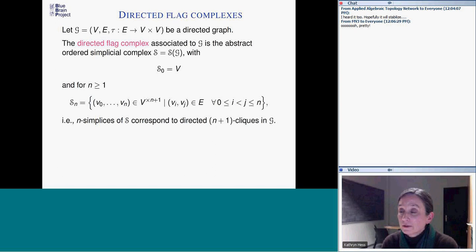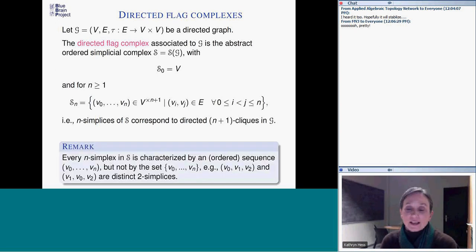So is there an example of a collection of edges that would translate to a clique directly that do not form a simplex? Wait, slide is coming. Okay. So I want to add one more before we go to this next slide. The important thing is that every simplex is characterized by an ordered sequence of vertices, but not a set of underlying vertices. So if you have the list V0, V1, V2, and V0, V1, V0, V2, they can both be two simplices and they're going to be distinct.